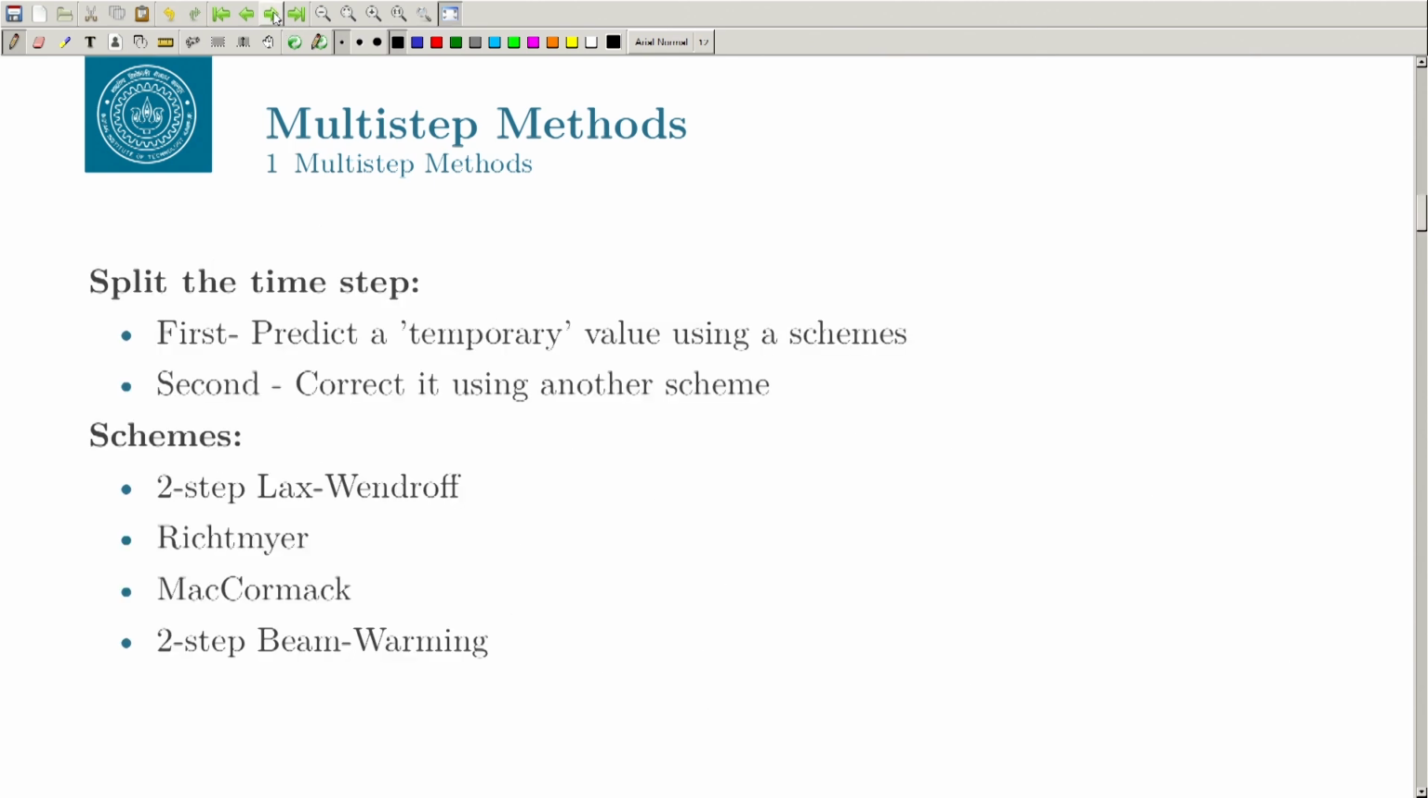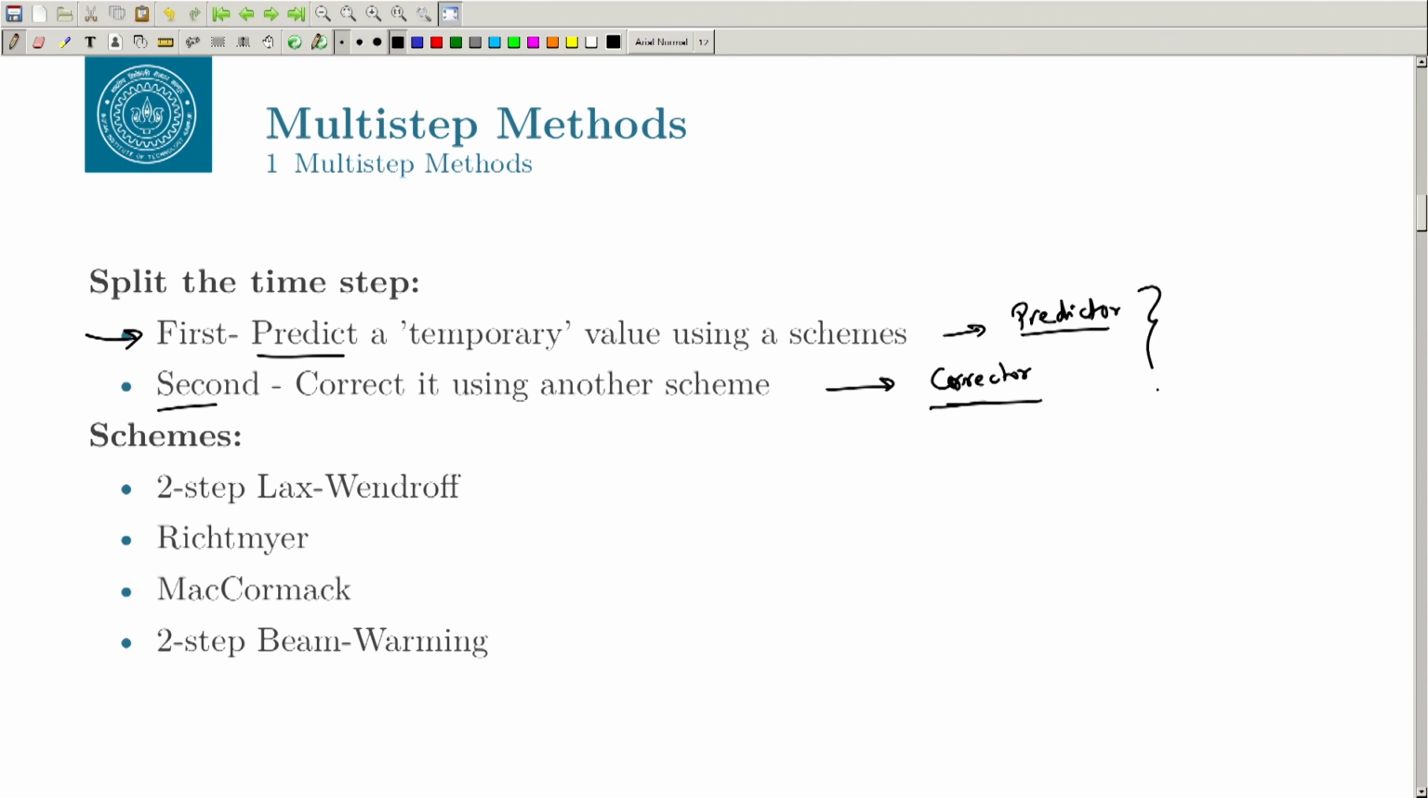So, let us look at some of the multi-step methods. Multi-step will have 2 steps. The first step we will call the predictor step. You will get some value which is not correct. We are just predicting some value, and then in the second step we will call it the corrector step. So, first we predict, and then using that predicted value we will correct it.